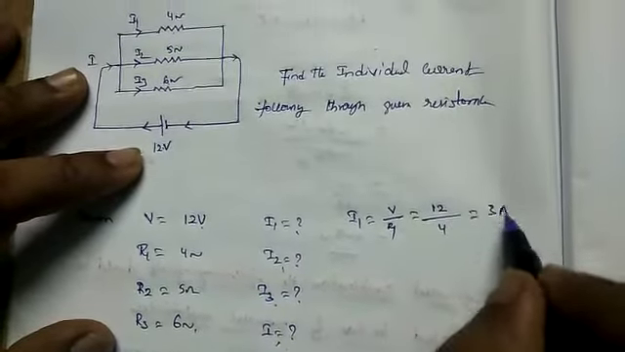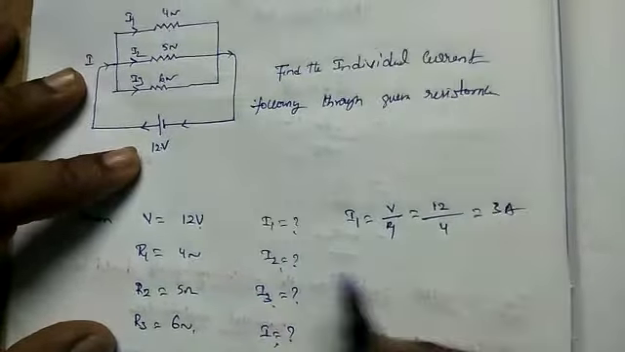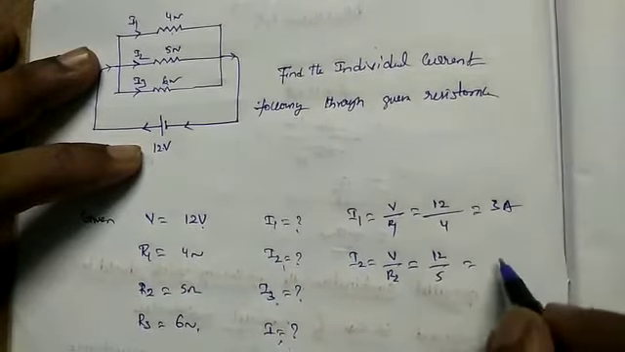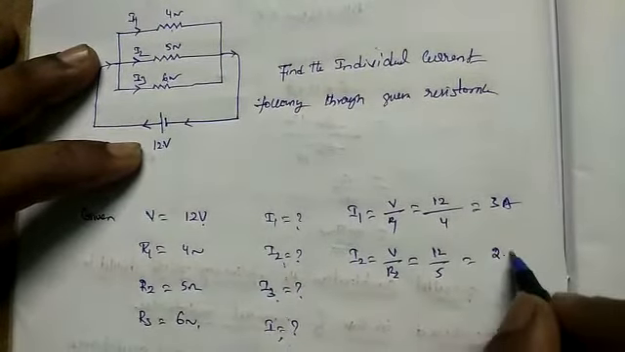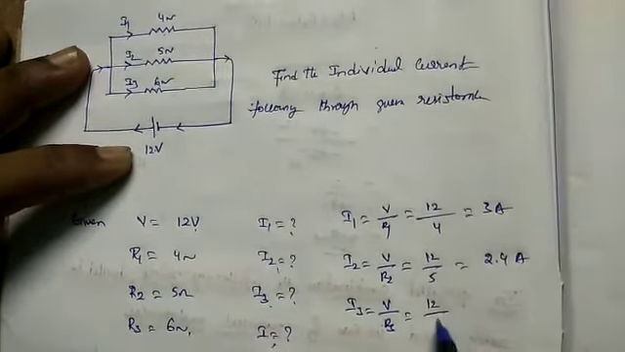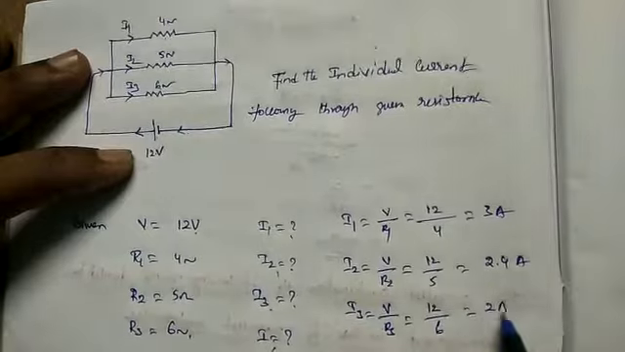So 3 amps. I2 is equal to V by R2, V by R2 means 12 by 5. So 12 by 5 means how much? 5 2s are 10, 5 4s are 20, 2.4 amps. Now I3 is V by R3. So 12 divided by 6. So that is equal to 2 amps.